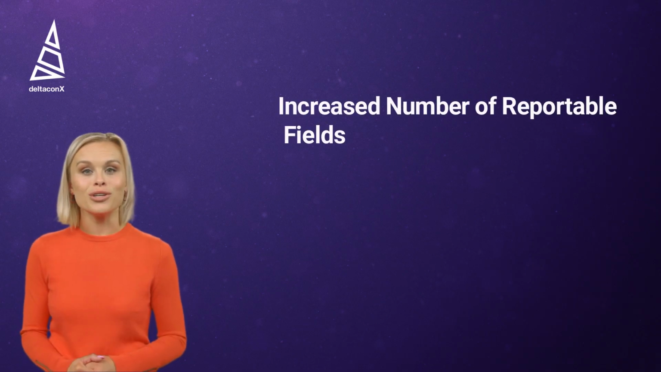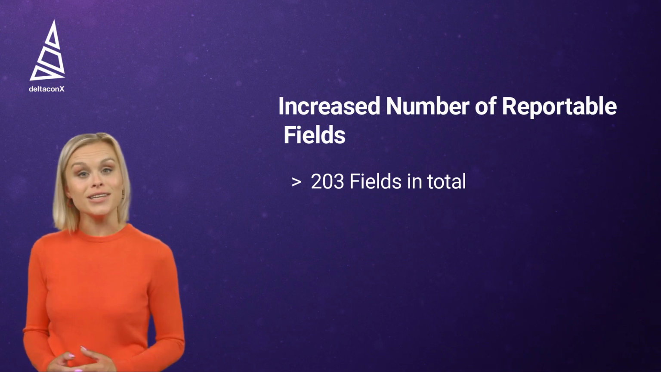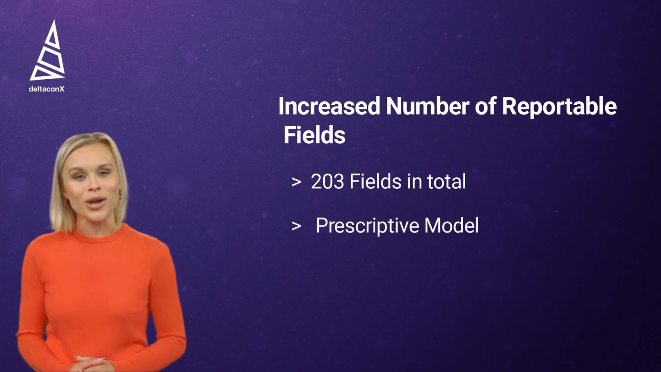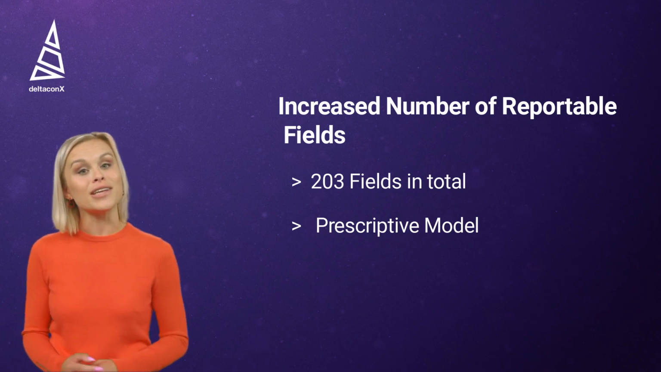Increased number of reportable fields. This will increase from the current 129 to 203. 15 current fields will be removed and 89 new fields will be added. In addition, the majority of existing fields have new descriptions or definitions. This is a move to a more prescriptive model by EMIR. And like all the changes, its goal is to increase the quality of the data being reported and reduce levels of ambiguity on what is reported.